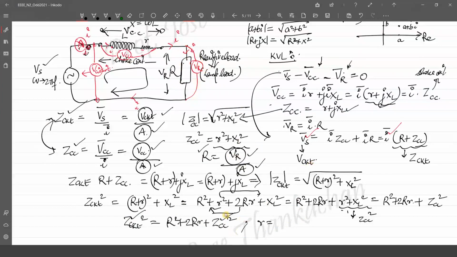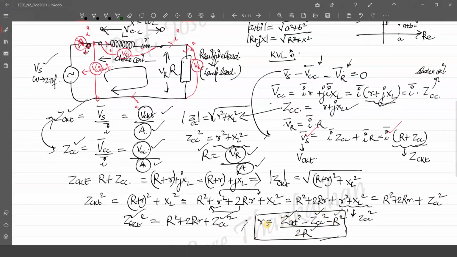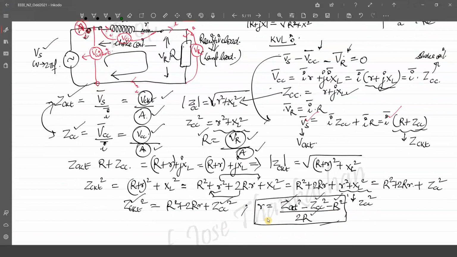So small r you can find out from this as Z circuit square minus Z choke coil square, right? Minus capital R square, divided by 2 times capital R. Okay. So once you know Z circuit, ZCC and capital R, you can find out the small r value. What is small r? Small r is the resistance of your choke coil. Some small amount of resistance I told you it will have. We can evaluate that value of resistance for a choke coil.